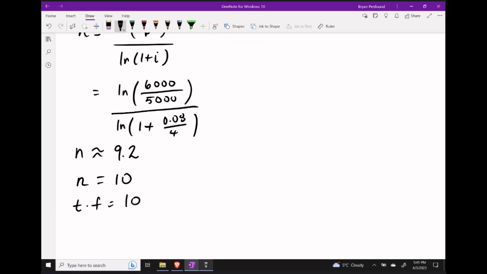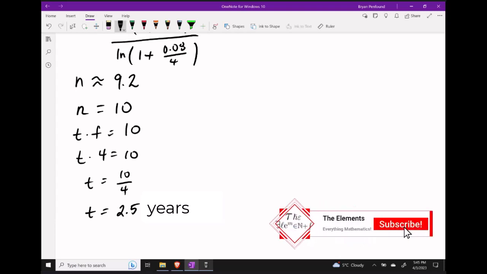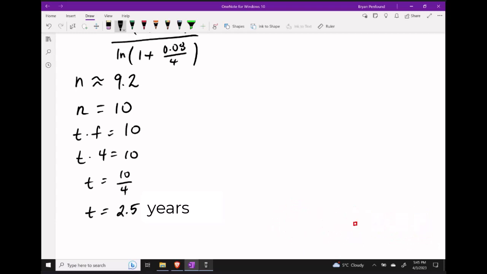So t times f must be equivalent to 10. Our goal here is to determine the term, or how many years. So let's input our frequency number of 4, and then in order for us to solve for the number of years, we're going to take 10 and divide by 4. 10 divided by 4 is 2.5, so we can conclude that after a span of 2.5 years at a rate of 8% compounded quarterly, a payment of $5,000 becomes equivalent to a payment of $6,000.